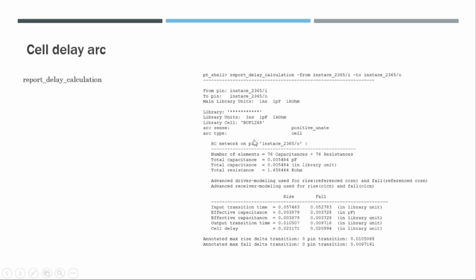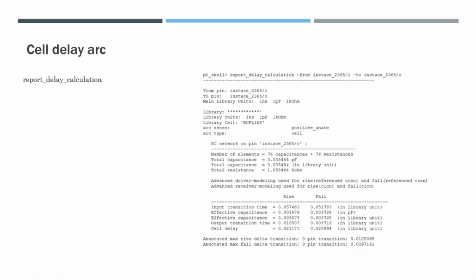We will go from the top to the bottom. So what information is provided here? It mentions the from pin and the to pin, and it also mentions the library units, which particular corner library it is, and again the library units and the library cell, which particular cell this delay corresponds to. So that's also mentioned here. And it also mentions the arc sense of this logic cell.